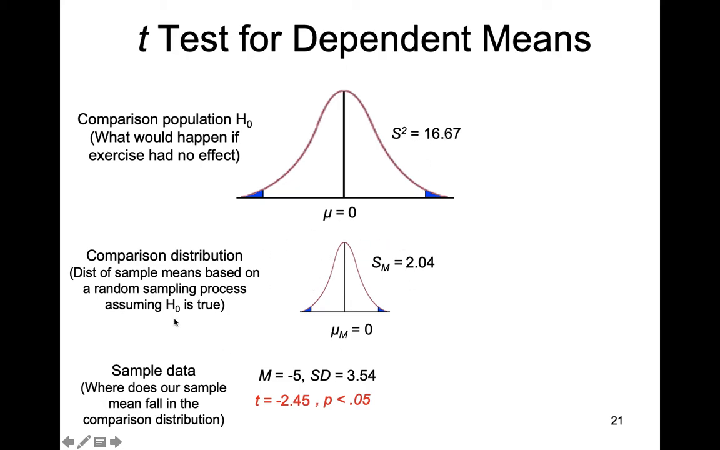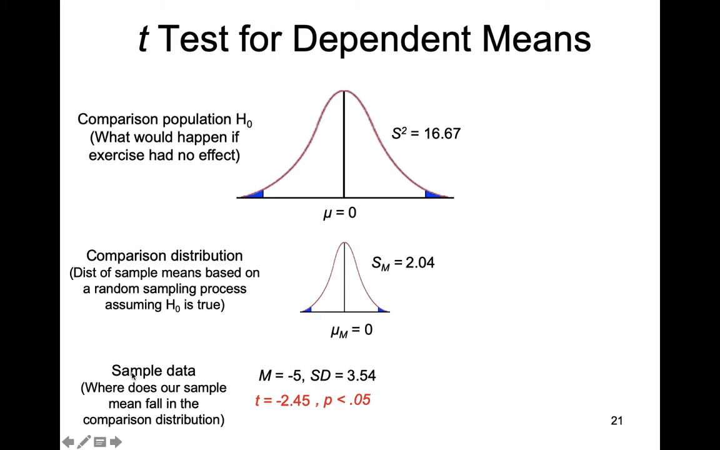Our comparison distribution is a distribution of means. This would be what would occur over the long run if we did this random sampling process over and over and over again. We're going to get a pile of means that is centered around 0, and that is going to have a standard error of 2.04.